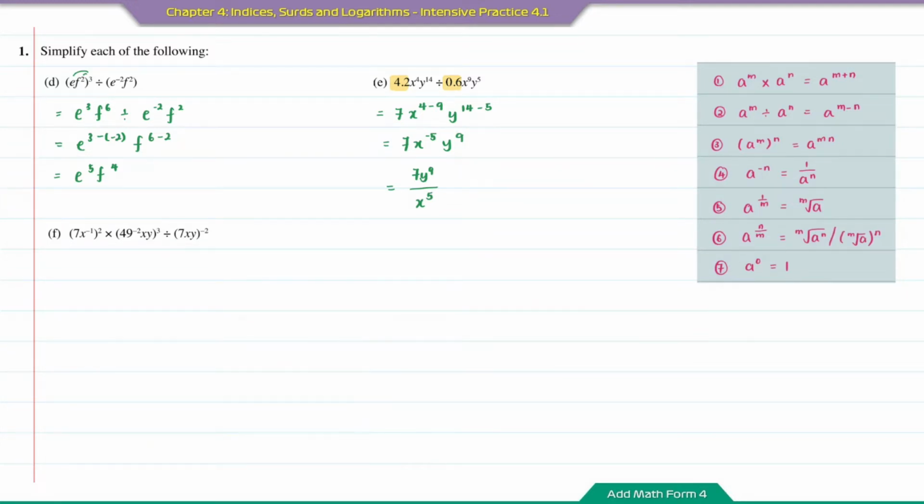Question F. So using the law in number 3, first multiply all the power here. So you're going to get 7 squared x to the power of negative 2, then multiply by 49 to the power of negative 6, x cubed y cubed divided by 7 to the power of negative 2, x to the power of negative 2, and y to the power of negative 2. Now, let us first look at the numbers that we have here. For the 49s, I'm going to change it to base 7, which is 7 squared.